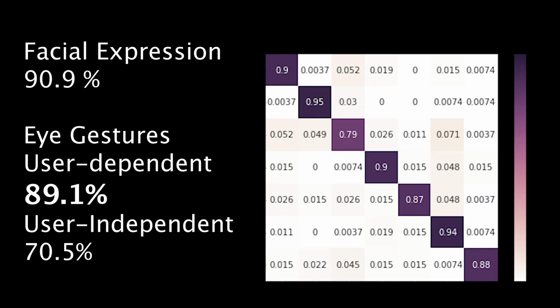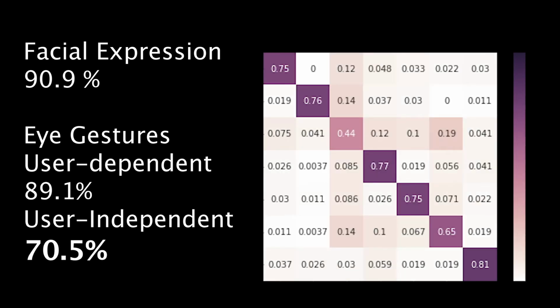For the classification of eye gestures, the accuracy was 89.1% with user-dependent training. There was not so much difference depending on facial expression states. And it was 17.5% with user-independent training. Dynamic gestures have potential for use with no or little user training. Now let's move on to the eye gaze experiment.